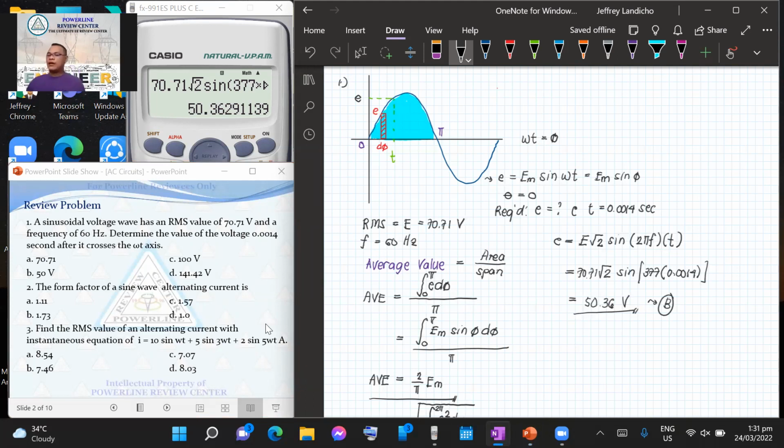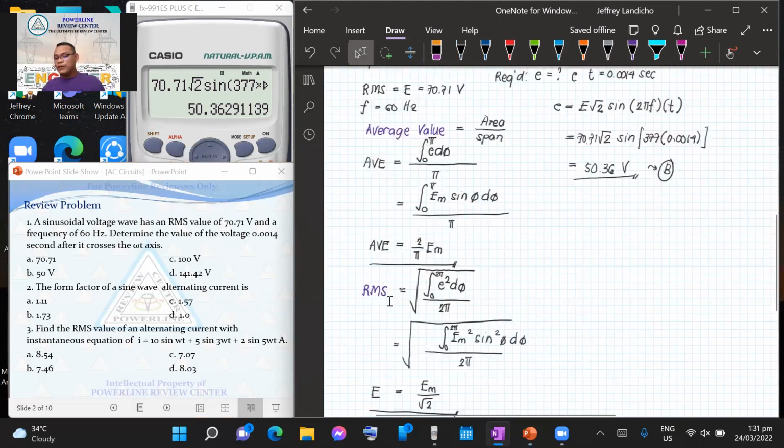Nakuha ba? Any question regarding problem number 1 on how to compute the instantaneous value of our voltage? So take note na kung paano kunin si average value at kung paano kunin si RMS value. So this is specific formula. This is only applicable for sine wave only, no? Pang sine wave lang ito.